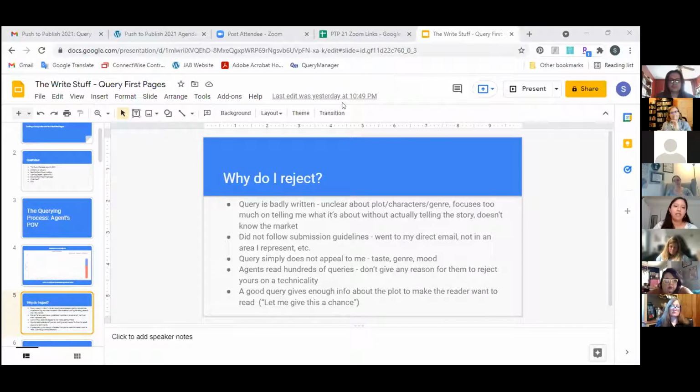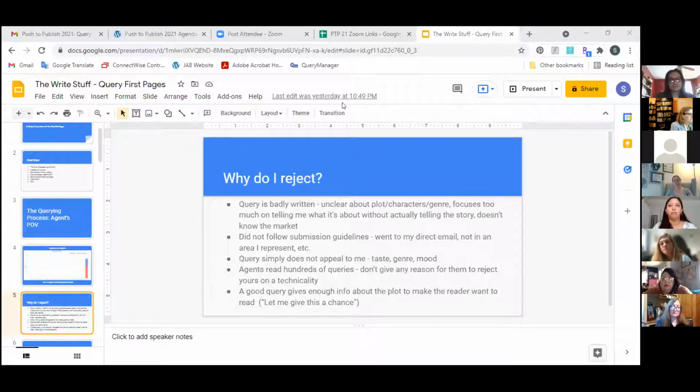And the third reason why I reject is that a query simply does not appeal to me. Either the taste, the subgenre, or just my general mood. That's a very, very subjective thing, because even though I put in my manuscript wish list the things that I'm looking for, someone could come to me with something that fits that exactly, I read it, and I still don't feel that connection of excitement that makes me want to read.